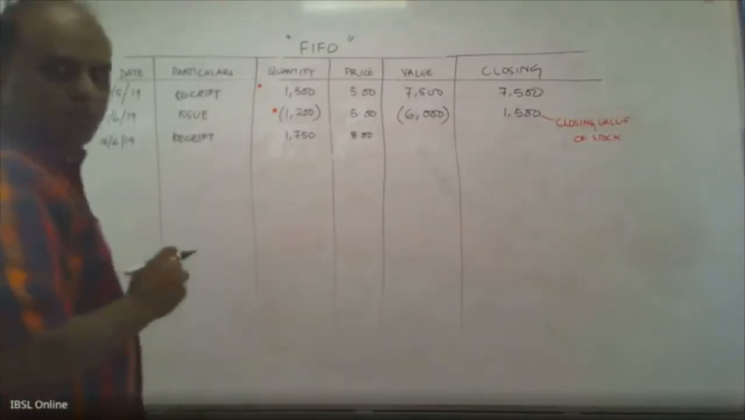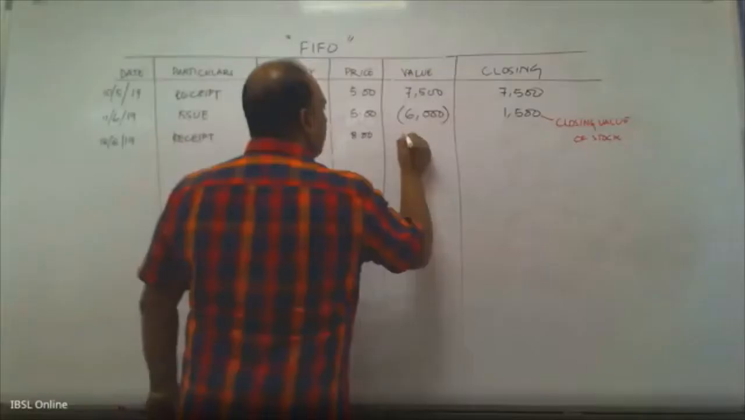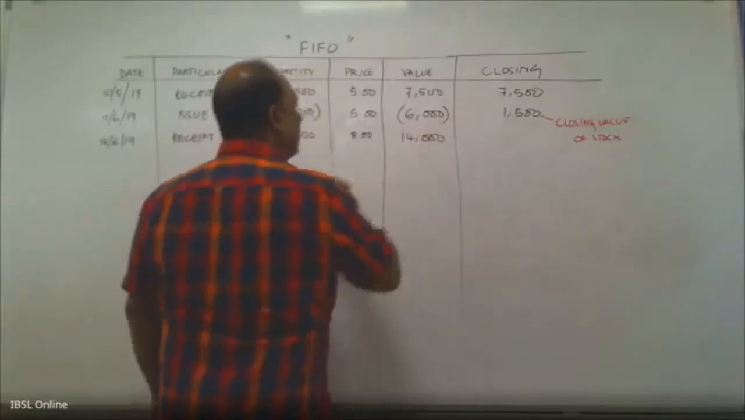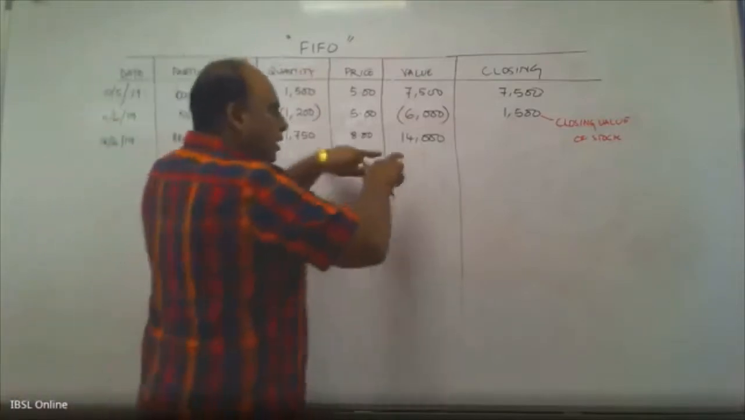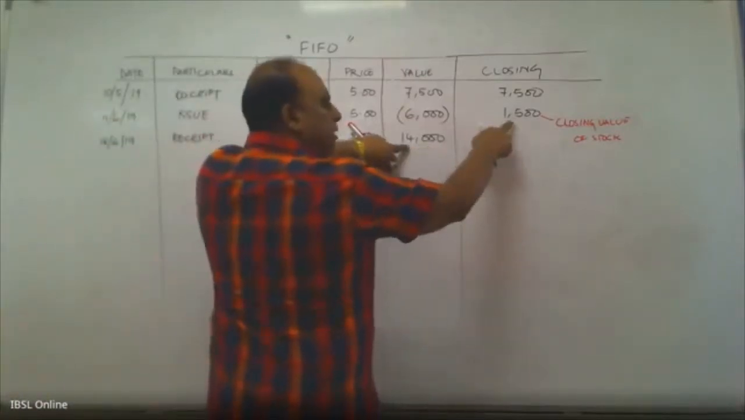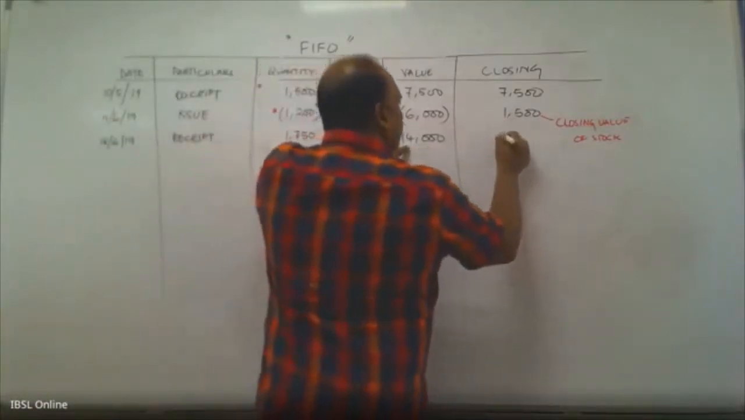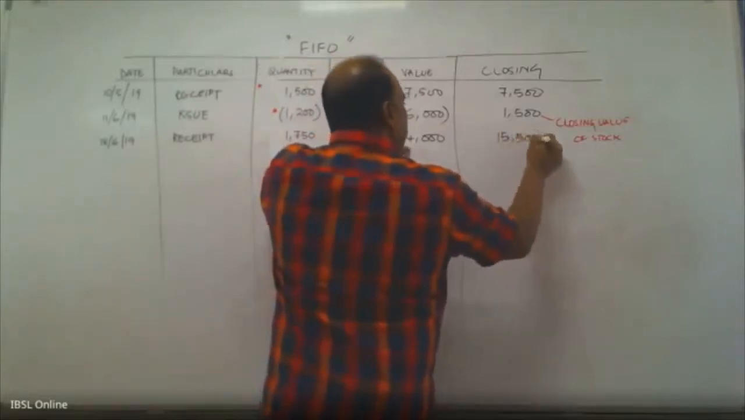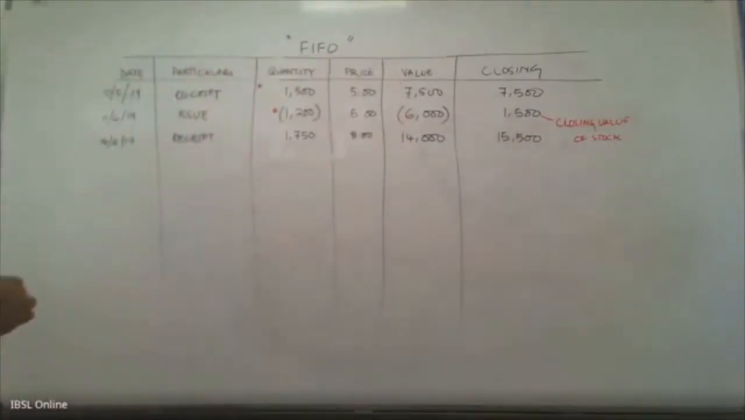Is it 14,000? Yes, sir. Very good. 14,000. So now 14,000 plus 1,500 is 15,500. Okay. Now the closing stock is 15,500.